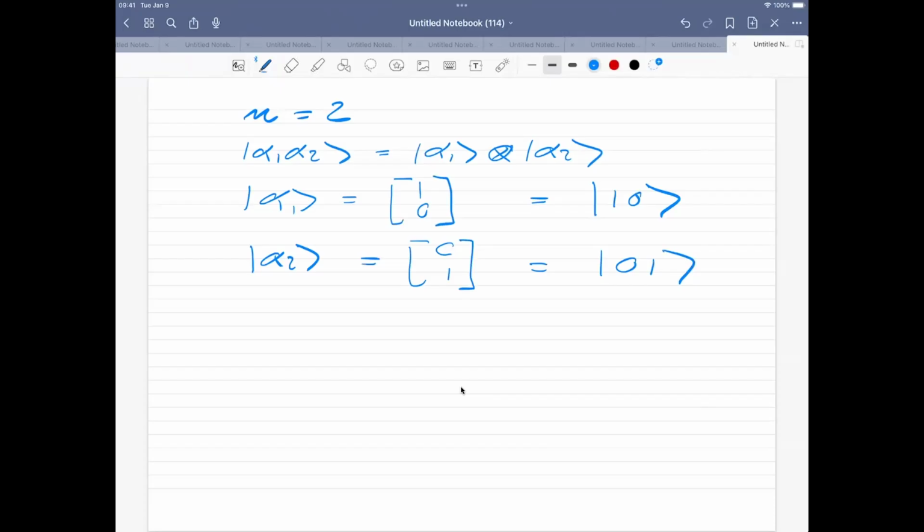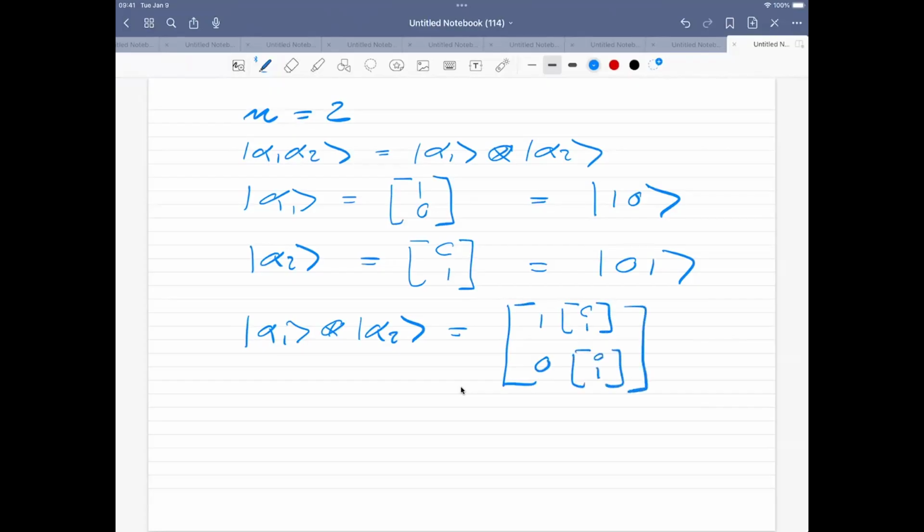Now, what we have, however, is in principle alpha 1, alpha 2 here, which is a tensor product. What we get when we perform the tensor product is 1, 0 multiplied with 0, 1. These are just multiplied, so that gives us a vector of length 4. So we would have 0, 1, 0, 0.